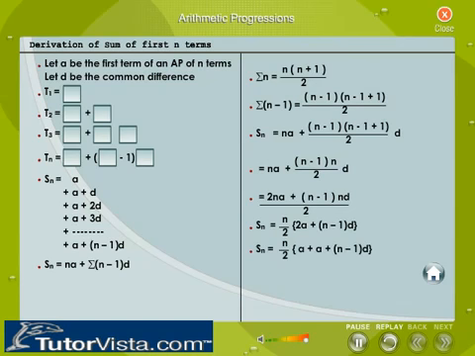We can rearrange the terms. We get the formula Sn is equal to n by 2 times a plus l, where l is the last term of the arithmetic progression. We use this formula when we know the values of a, n and l.